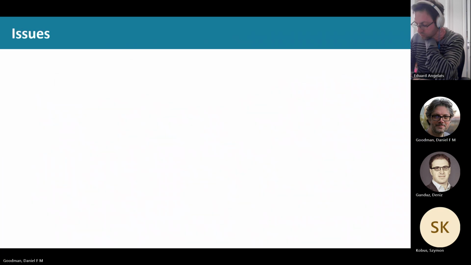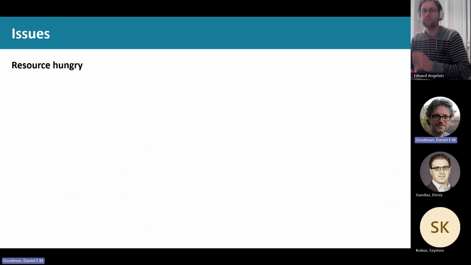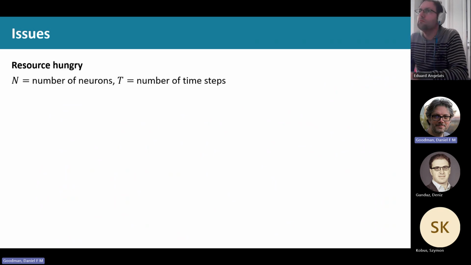Yeah. What are some issues? So one of the big issues is that it's very resource hungry. So to say a little bit more about why, let's say n is the number of neurons and t is the number of time steps. Now, just to give an example of why t is going to be kind of critical here, is that typically with a recurrent neural network, you might consider running it like 5 or 10 iterations.